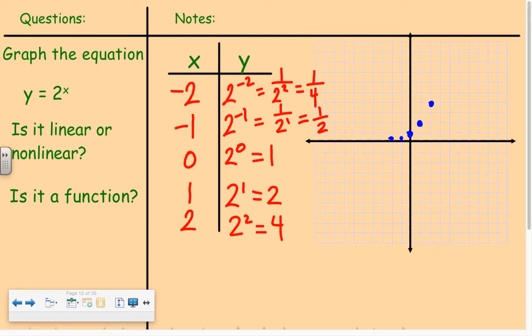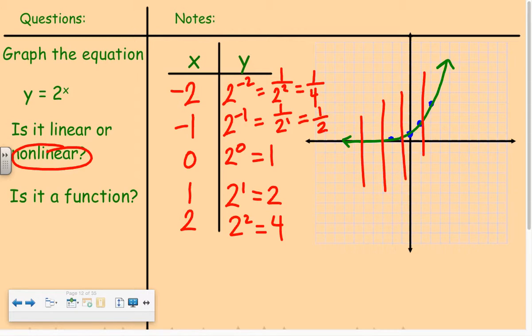So it actually ends up being a curve that goes very close to your x-axis but never quite touches it. So it is not a straight line, so it is nonlinear. And if I perform the vertical line test, it is a function because it passes the vertical line test.